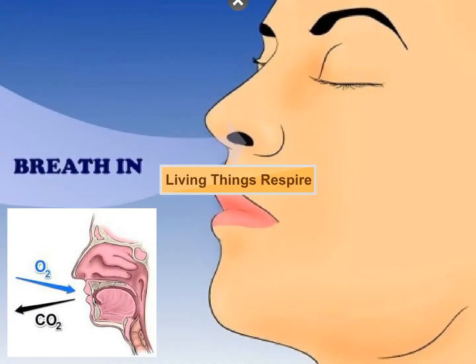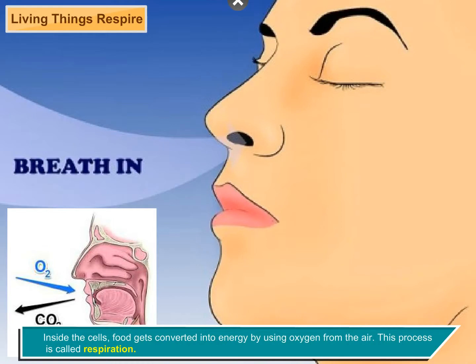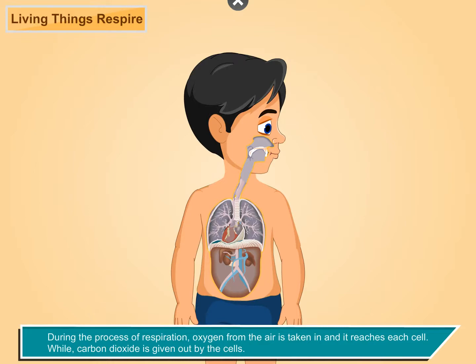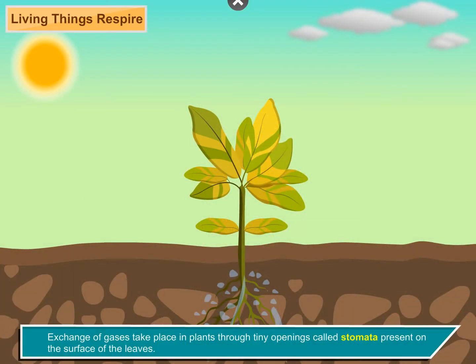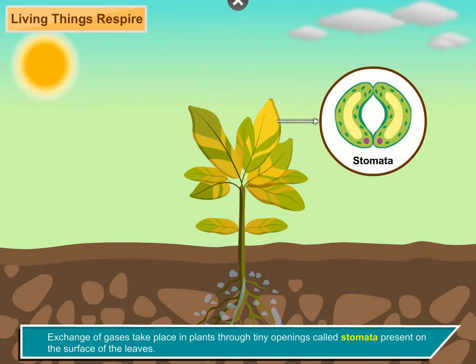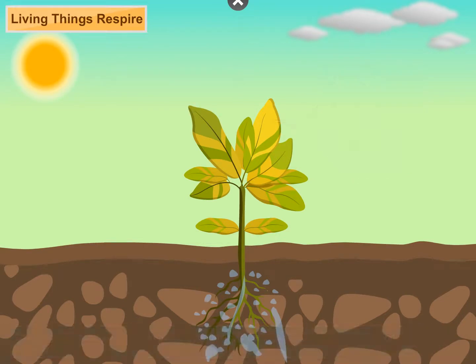Living things respire. Inside the cells, food gets converted into energy by using oxygen from the air. This process is called respiration. During the process of respiration, oxygen from the air is taken in and it reaches each cell, while carbon dioxide is given out by the cells. Exchange of gases takes place in plants through tiny openings called stomata present on the surface of the leaves.